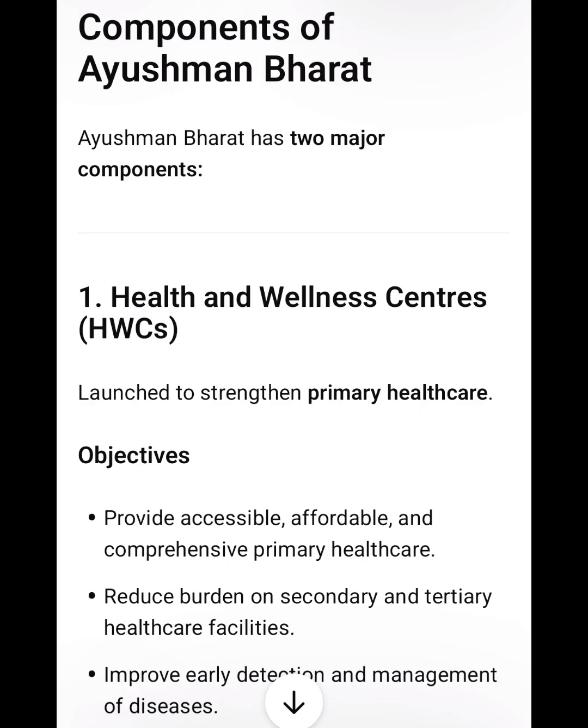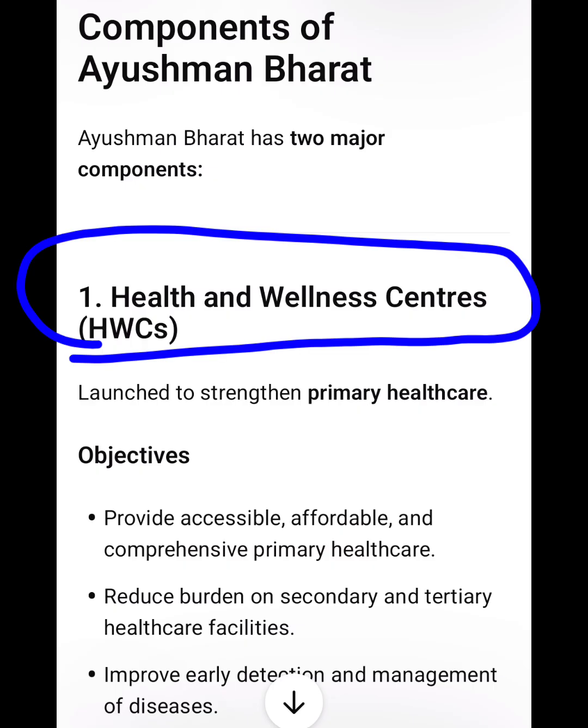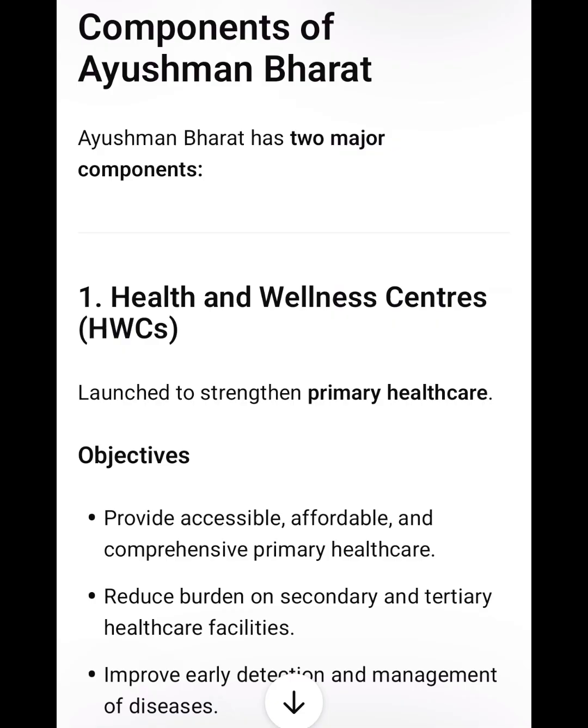Next one, components of Ayushman Bharat, you have two components. One is the health and wellness center. This was launched to strengthen primary health care. The main objectives are to provide accessible, affordable, comprehensive primary health care. And second one, we have to reduce the burden on secondary and tertiary healthcare facilities. And third one, we have to improve early detection and management of disease processes.